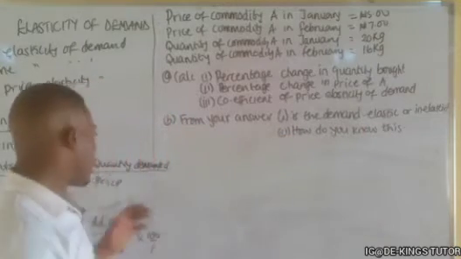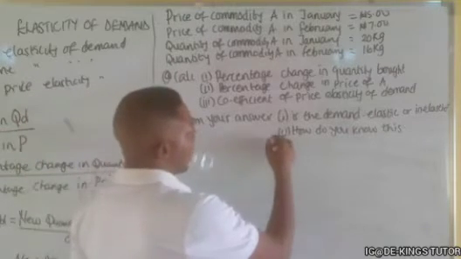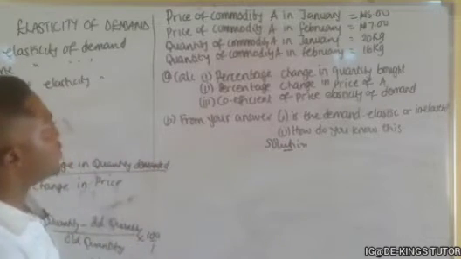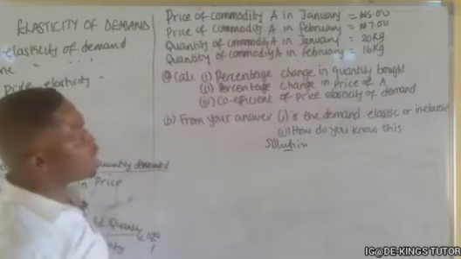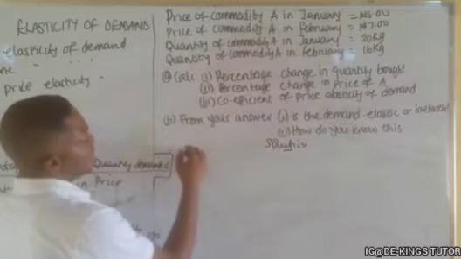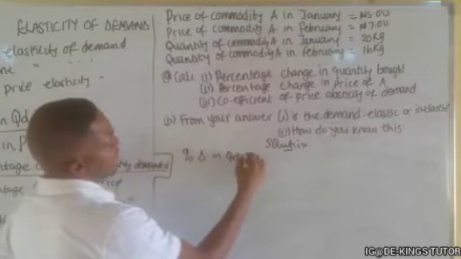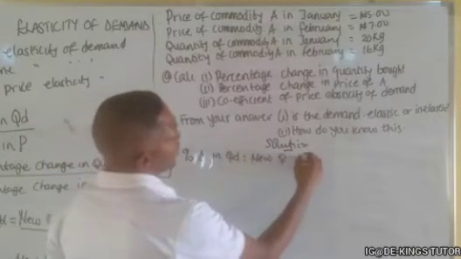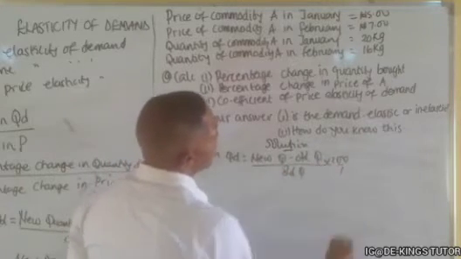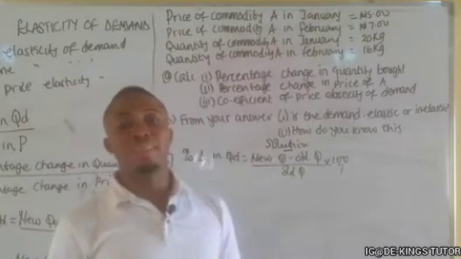Now we're going to use this formula to solve this. This is the coefficient of price elasticity of demand. So the first one is percentage change in quantity bought, or quantity demanded. If you recall our formula, percentage change in quantity demanded equals the new quantity minus the old quantity over the old quantity times 100/1. Whenever you're given something like this, you are going to detect which is new and which is old. The new is the current.